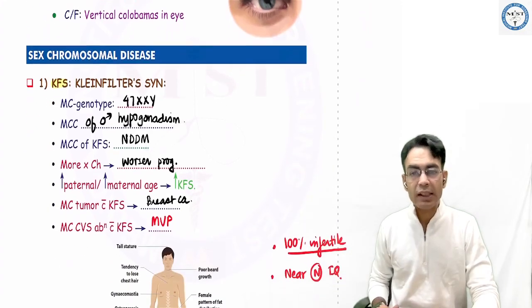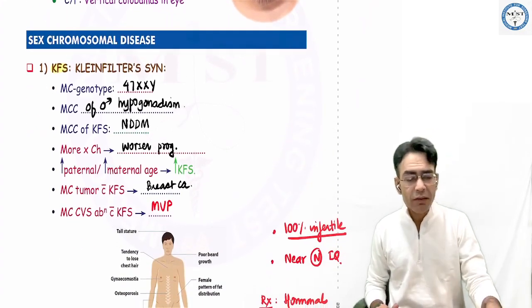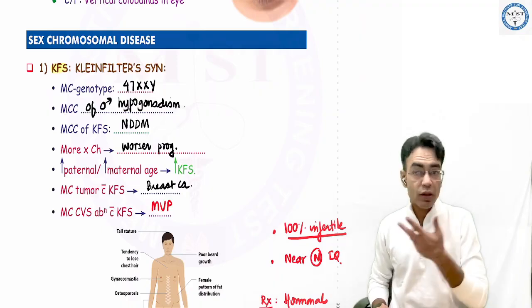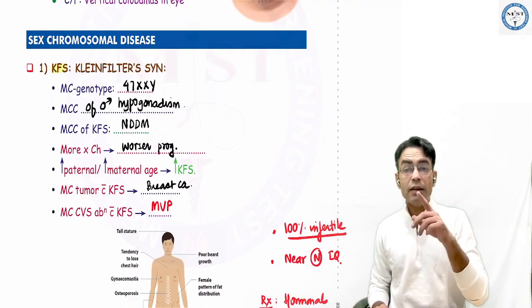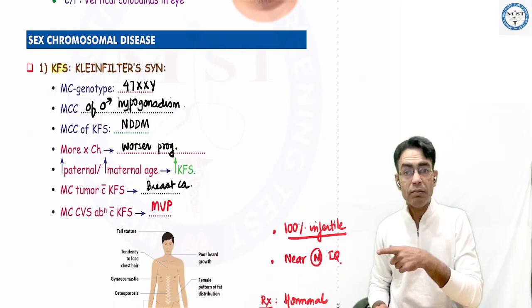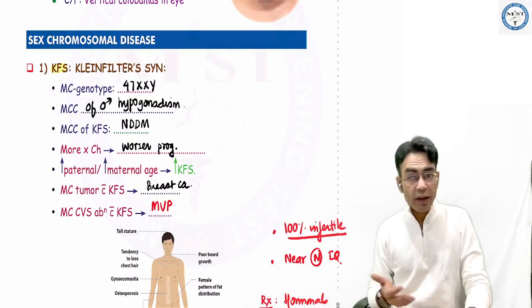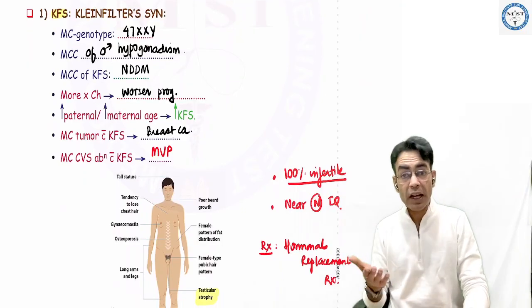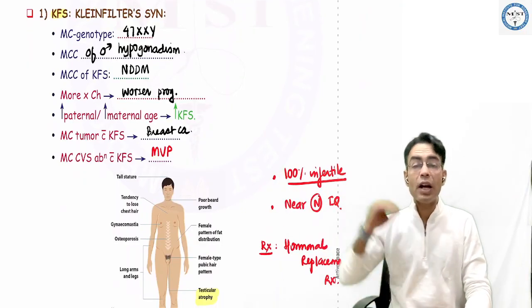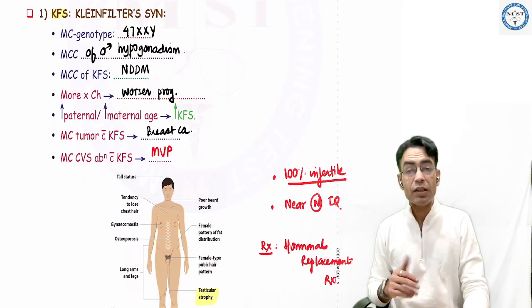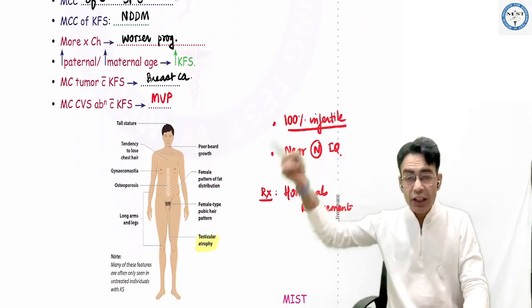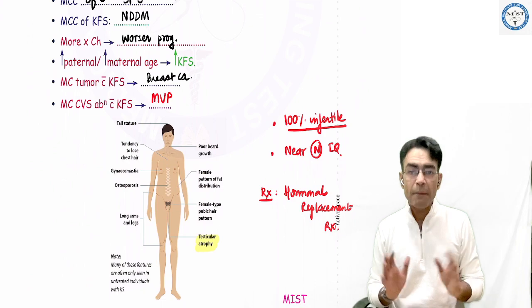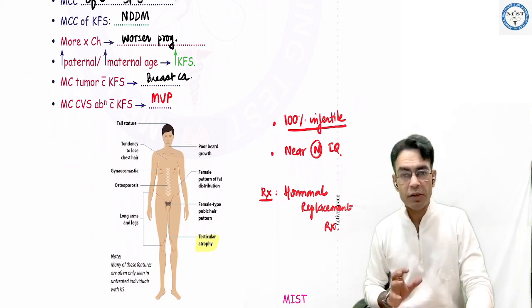Sex chromosomal diseases, Klinefelter syndrome. In Klinefelter syndrome, 47XXY. This is the most common cause because it's a trisomy, so nondisjunction, and it is the most common cause of male hypogonadism. The more the number of X chromosomes, the worse the prognosis. Increased paternal and maternal age causes more chances of Klinefelter syndrome. The most common cardiovascular abnormality in Klinefelter syndrome is mitral valve prolapse. They are very tall, with near normal IQ, but 100% infertile. The treatment can be hormonal replacement therapy.